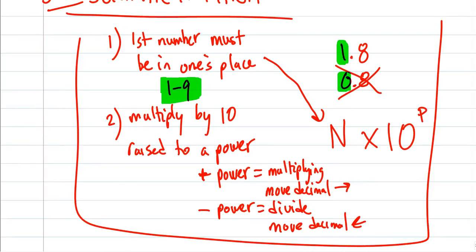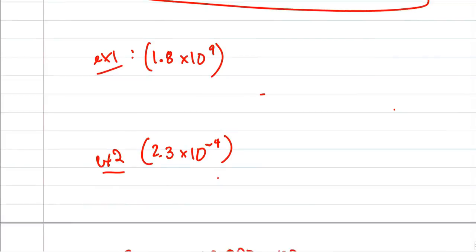If it has a negative exponent, well, we've talked about this, a negative exponent instead of multiplying means to divide. So if we divide by 10, what that does is it moves the decimal to the left. So this is kind of our recap of what scientific notation needs to look like. Let's go ahead and look at some applications.